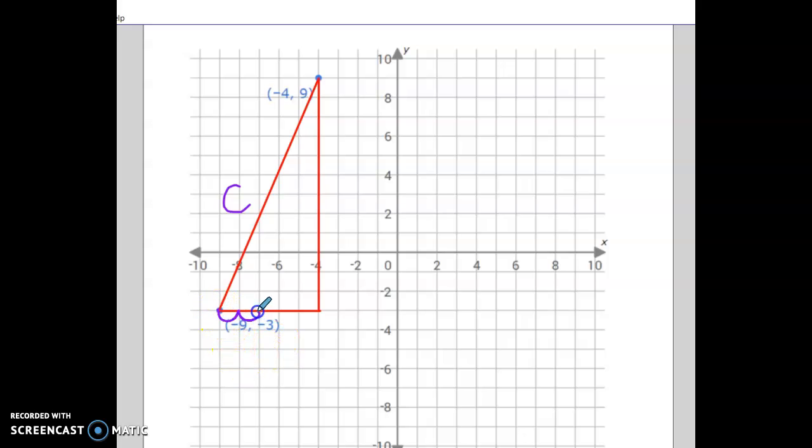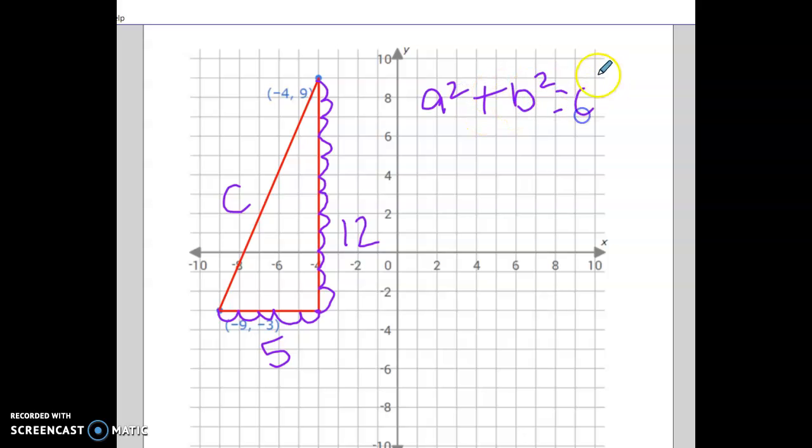It's 1, 2, 3, 4, 5 units. And this one is 1, 2, 3, 4, 5, 6, 7, 8, 9, 10, 11, 12. Okay? And then we're going to use Pythagorean theorem: a squared plus b squared equals c squared. We're going to use a, which is 5 squared, plus b squared, which is 12 squared. And when we add that in our calculator, we get 169.